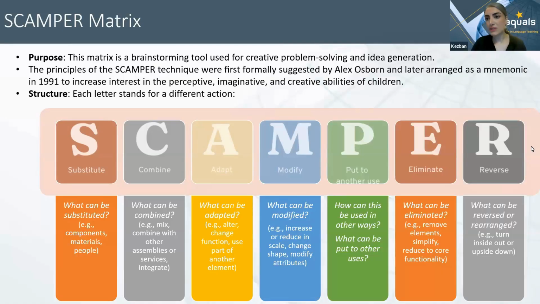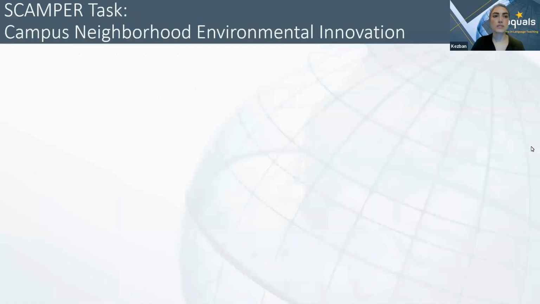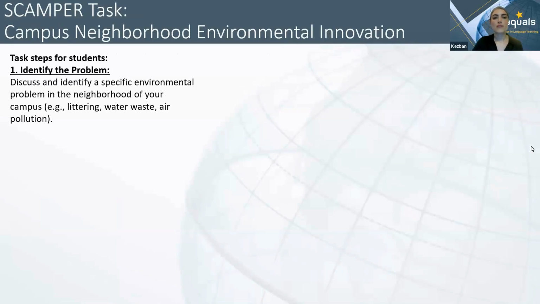How I used this matrix with my students was that after reading the reading task, I asked them to discuss and identify a specific environmental problem in the neighborhood of our campus. Our campus is located in an urban area, so there are some environmental issues to be addressed.